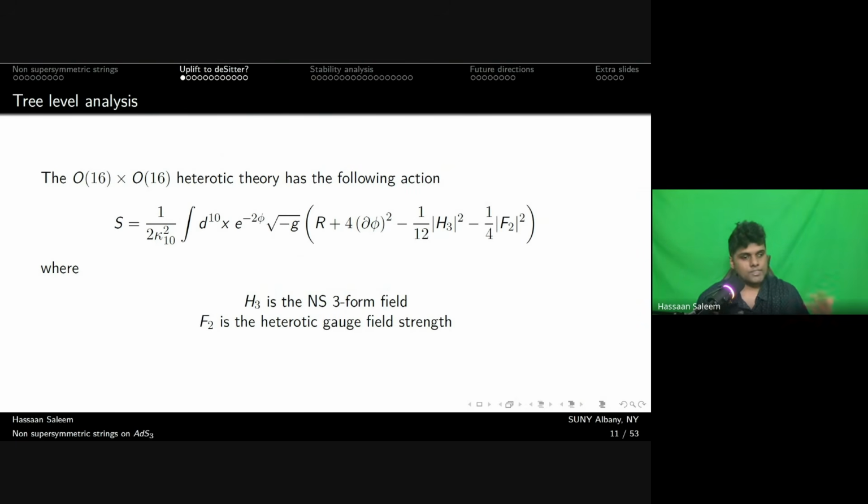So let's start the first part of the talk, or let's try to answer the first question: can you get an uplift to de Sitter? So the O16 cross O16 heterotic theory has this action in the string frame, where you have the usual suspects. So H3 is just the NS3 form, and you know that in heterotic theory we have a gauge field. So F2 is just the heterotic gauge field strength.